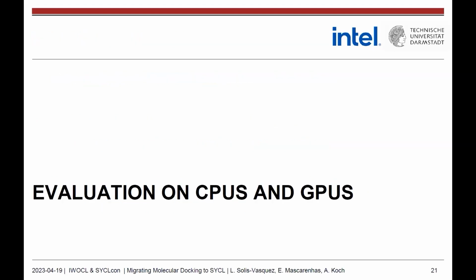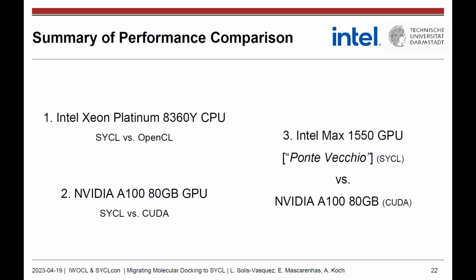Okay, so far I have discussed the transformations and the manual tuning I had to make on the output of the compatibility tool. And here comes the evaluation on CPUs and GPUs. This is a summary of the experiments we performed on three different devices. We used a high-end CPU, on which we compared both the SYCL version and an OpenCL version running on the same CPU.